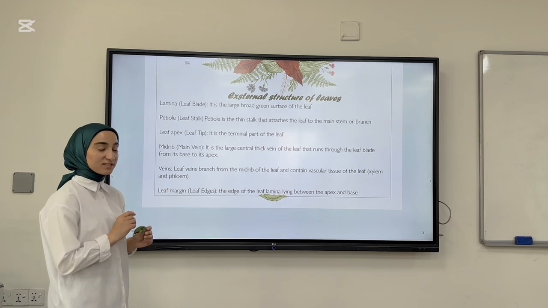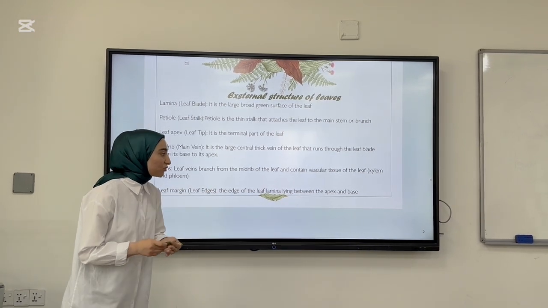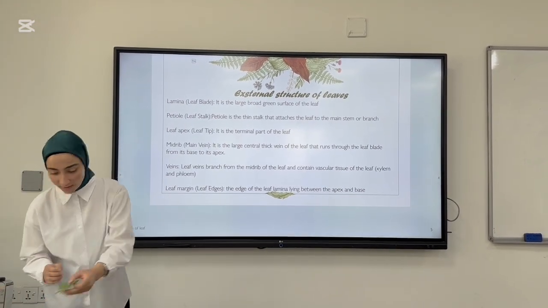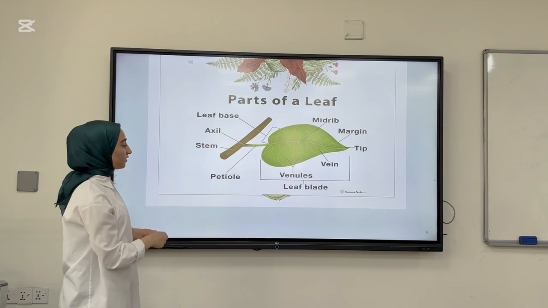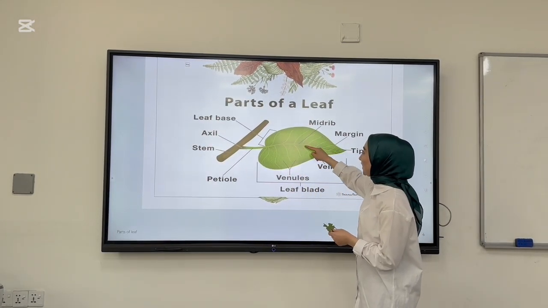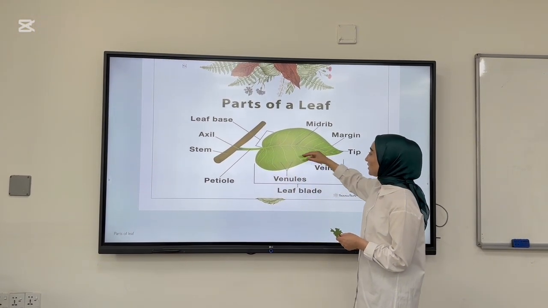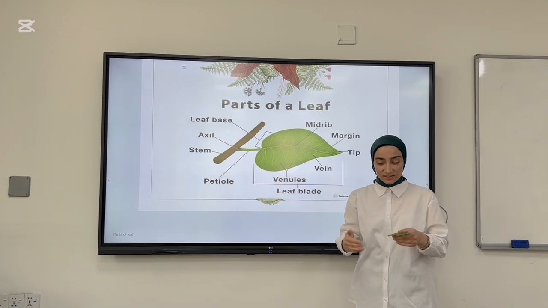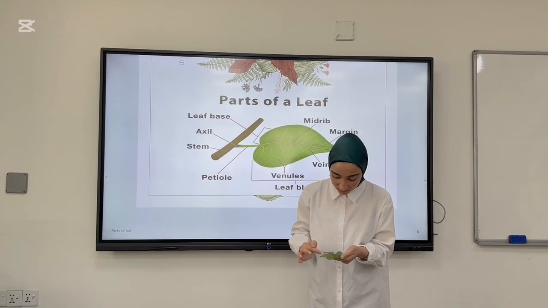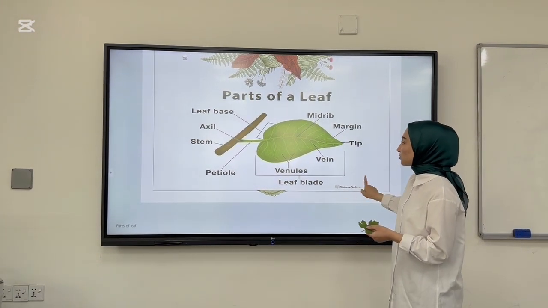Veins branch from the midrib of the leaves and contain the vascular tissue of the leaf, xylem and phloem. Here you can see the veins; as you can see, they are smaller than the midrib. The midrib is the main one, but the veins are like divisions, dividing and attached to the midrib, which is the main vein.